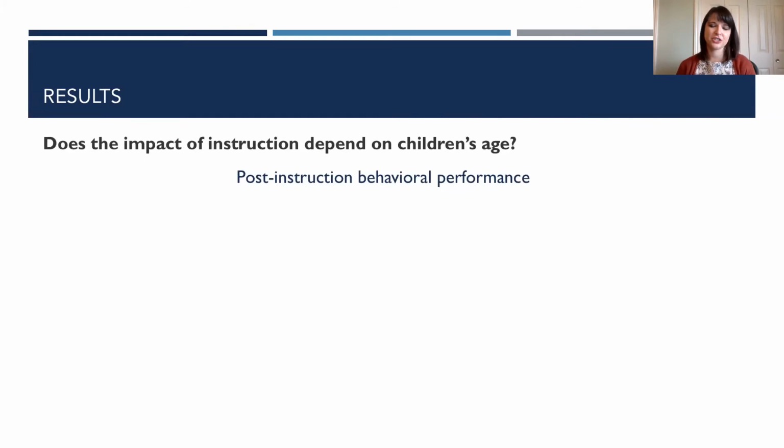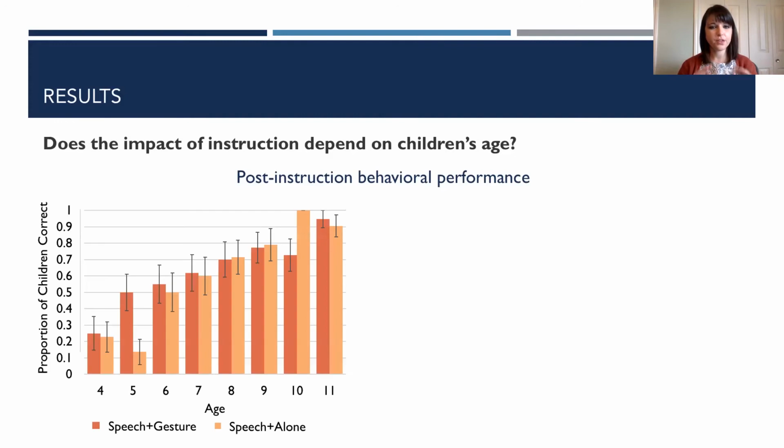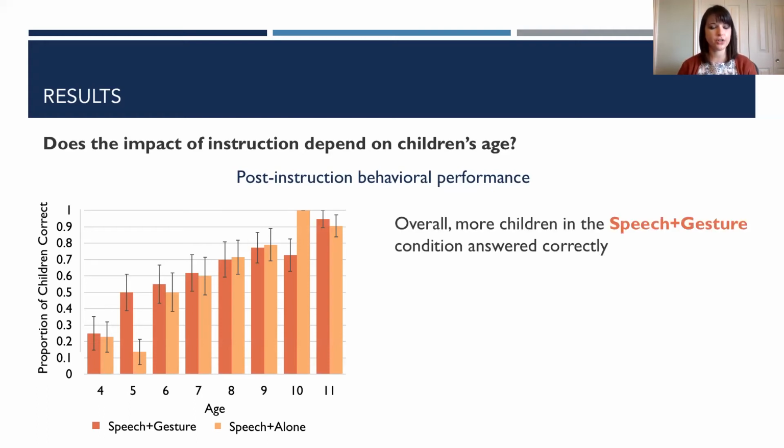When assessing the impact of instruction at training and post-instruction, we limited our analyses to children who incorrectly answered that pre-instruction trial, so we could get a really clear measure of learning from this subset of children. First, we asked whether the impact of gesture instruction on children's analogical reasoning is dependent on their cognitive profile or age. Overall, more children in the speech plus gesture condition correctly answered the post-instruction trial than children in the speech alone condition.